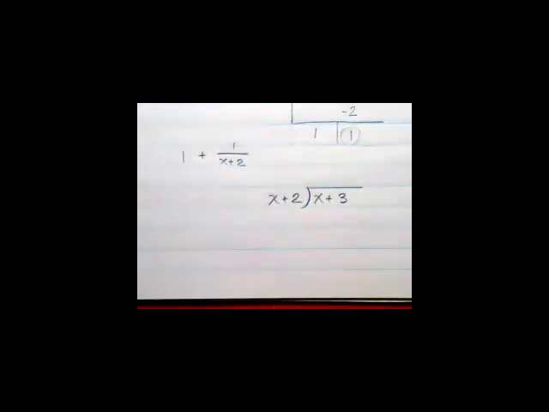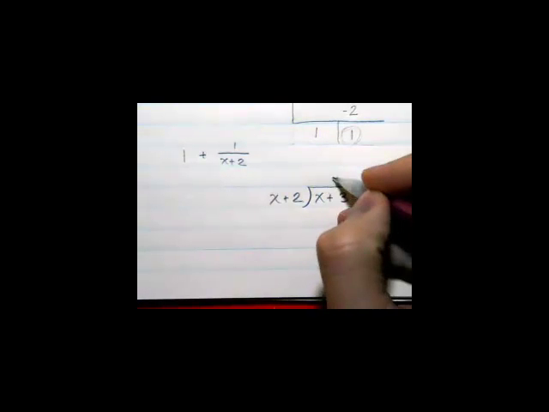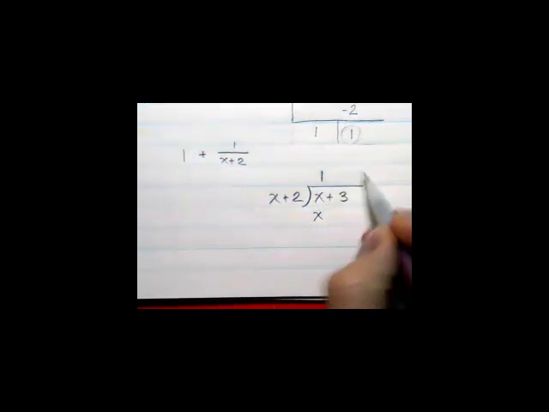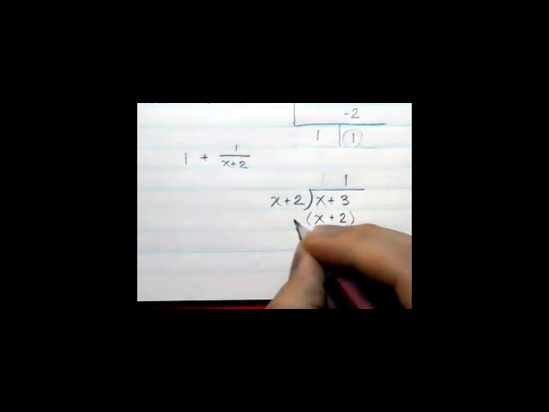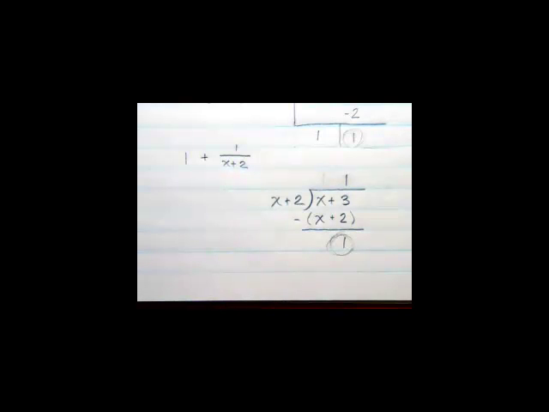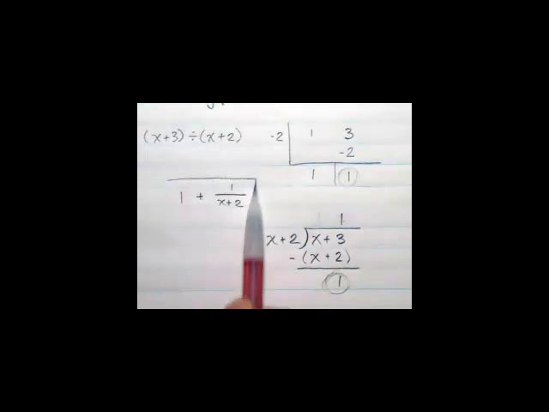Then you ask yourself, what do I need to multiply x by to get x? 1. 1 times x, x. Oh, the 1 should go here, sorry. And then 1 times 2, 2, so x plus 2. But then I have to subtract this way. 3 minus 2 is 1. It's the same thing. This is your remainder on that one. So 1 plus 1 over x plus 2. It just depends on which way you'd rather do it. But the goal is to get it to look like this.